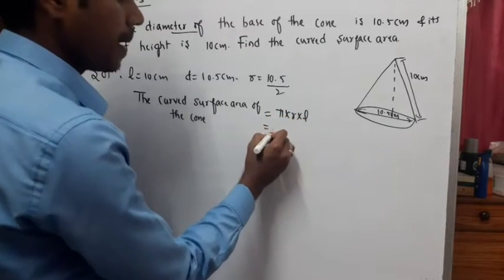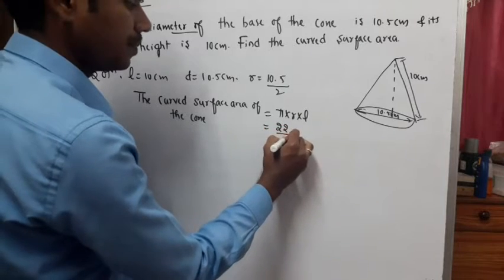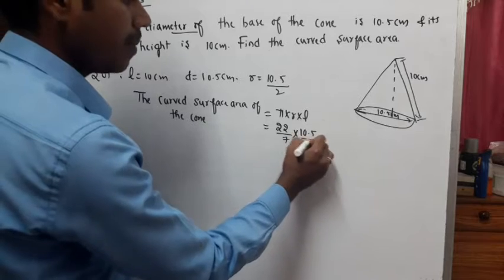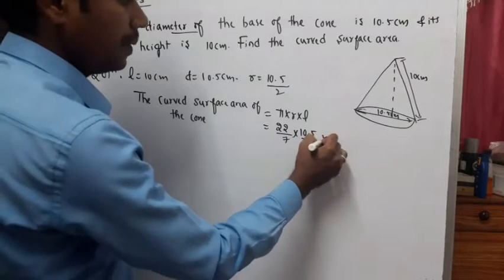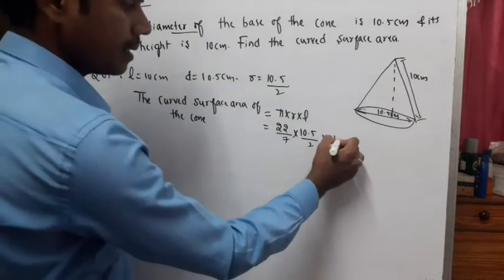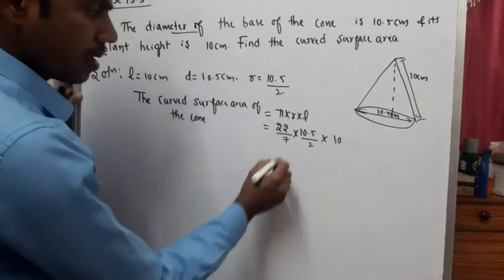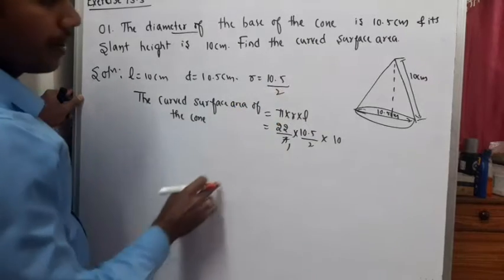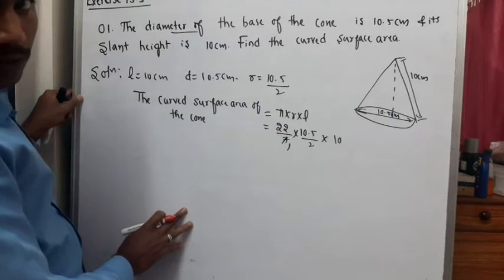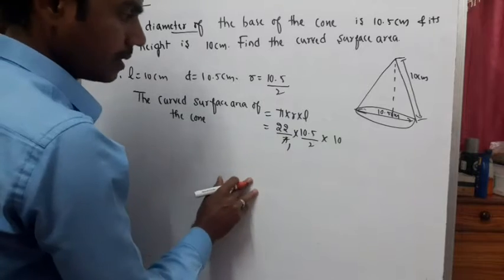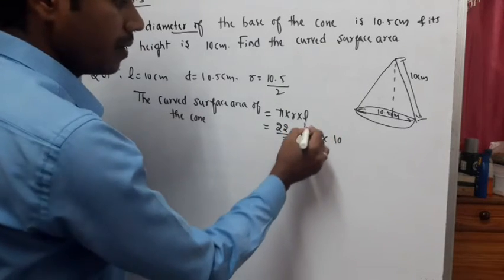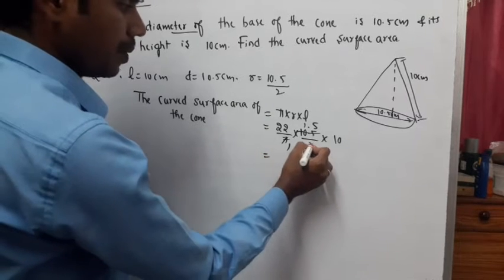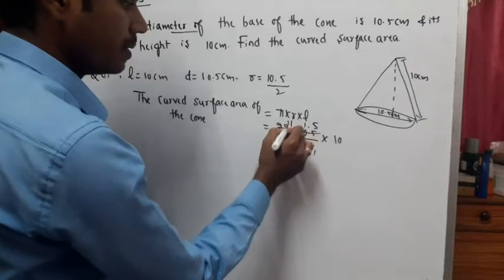Pi is nothing but 22 by 7. R is 10.5 divided by 2, into L, L is 10 centimeter. 7 ones are 7. Because they have not given the value of pi, that is the reason we have assumed pi is equal to 22 by 7. 7 ones are 7. 0.75 are 35. So 2 ones are 2, 11 ones are 11.